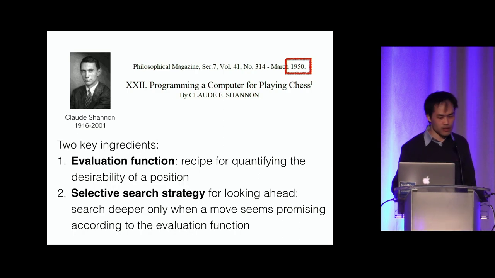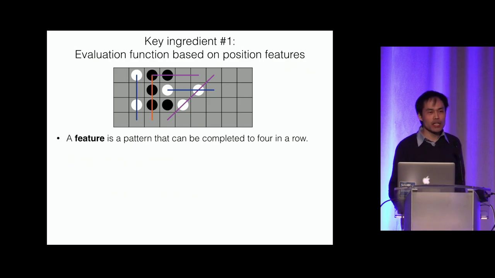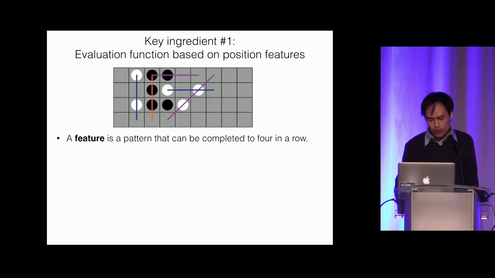So you need an evaluation function, a recipe for quantifying how good a position is for you. Then you also need a selective search strategy. Because of this combinatorial explosion of possibilities, you have to be very, very selective in what is the next move that you're trying to evaluate. Does it make sense? All right, so in our task, what form do these two ingredients take? We made up plausible features, and you can think of them as sub-goals that the agent is trying to achieve. So the ultimate goal is to make four in a row.